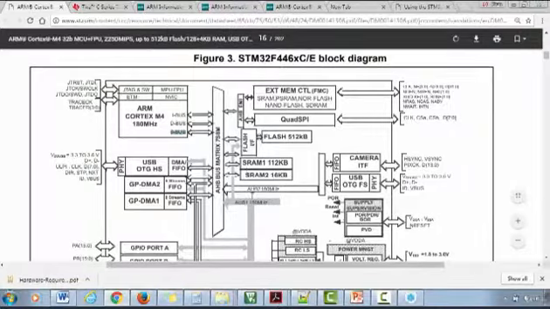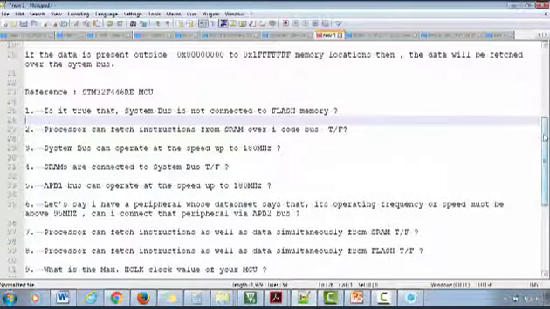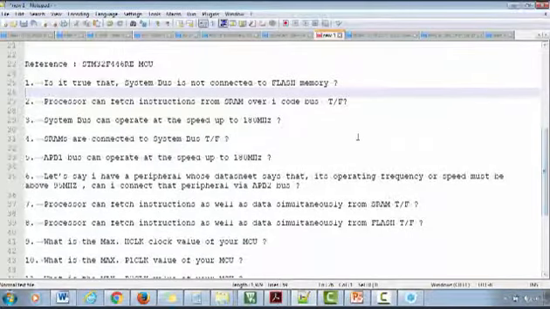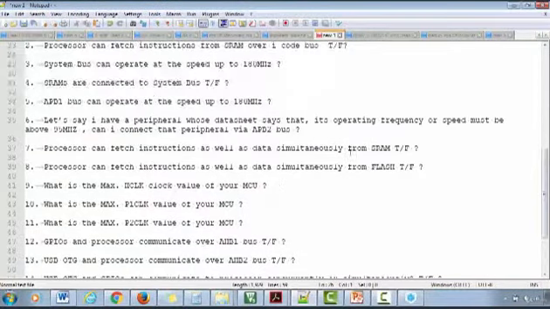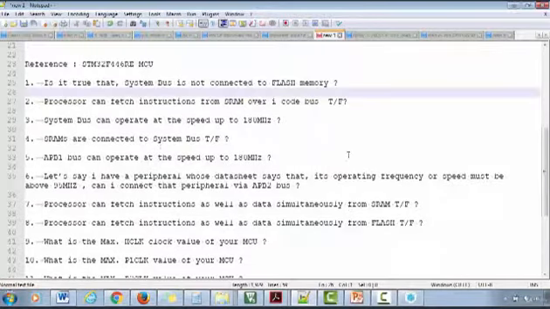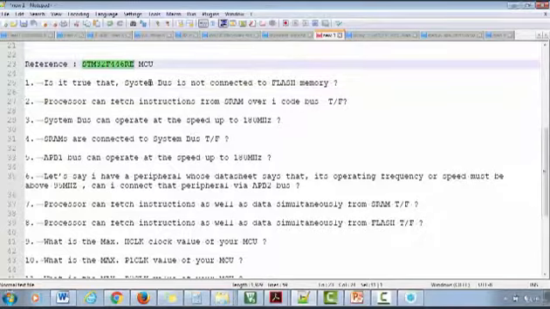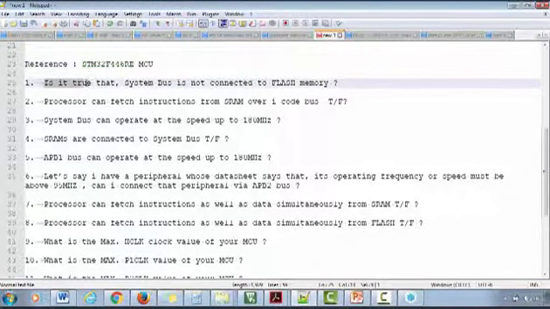So now in this lecture, we'll discuss some questions and answers. These are some thought-provoking questions on whatever we learned so far. And the reference for these questions is the STM32F446RE microcontroller. Great. So now let's go through the questions one by one. The first question: is it true that the system bus is not connected to flash memory? Take 5 seconds to think about this answer.